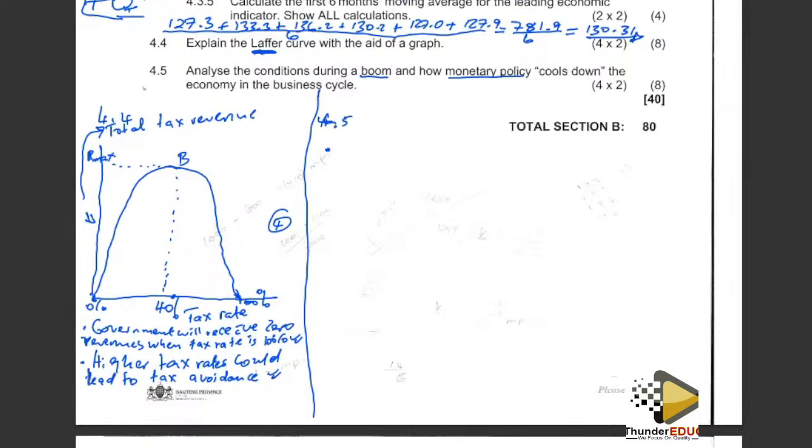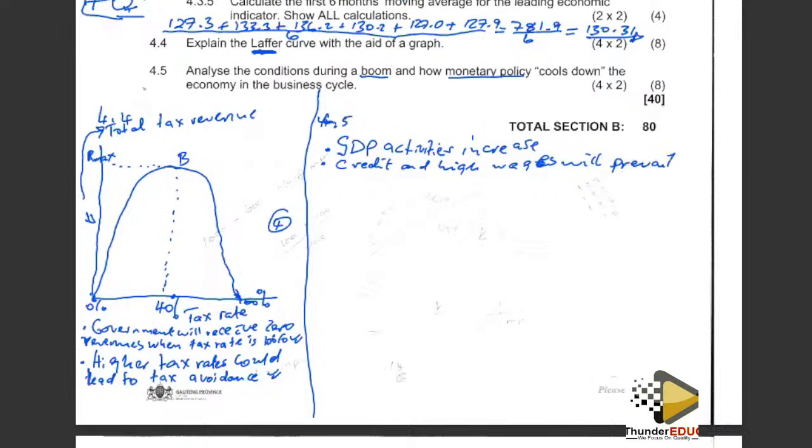Okay, right, grade 12. So now we are saying that GDP, or gross domestic product, activities increase. Also, we are saying that credit and high wages will prevail. Why will it prevail? Because employment levels are high.